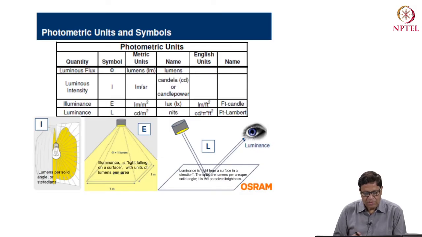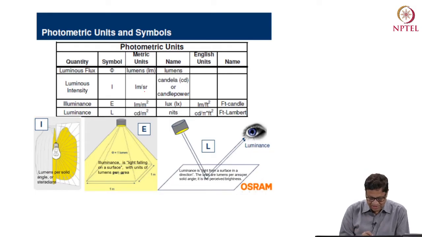So similar to radiometry, we have different quantities in photometry. First one is luminous flux. The symbol is phi and the units are lumen. It is denoted as Lm. And the second quantity is luminous intensity. The symbol is I and it is lumen per steradian, or also this is known as candela.